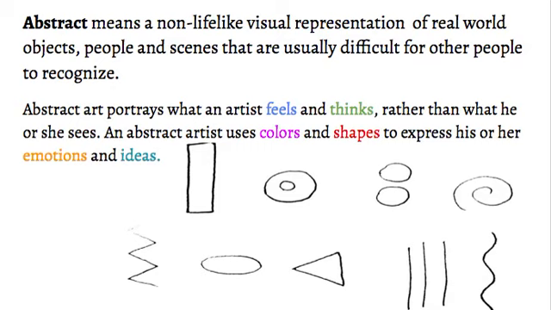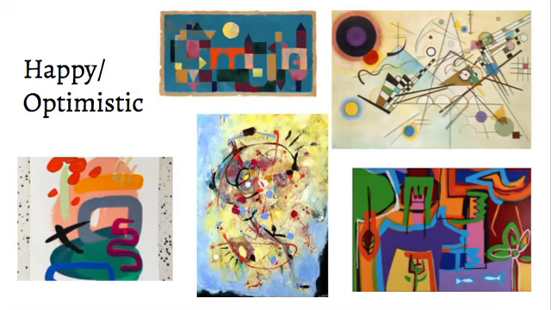Instead, abstract art gives the viewer a chance to interpret through visual hints that the artist provides. And so, abstract art portrays what an artist feels and thinks rather than what he or she sees. An abstract artist uses colors and shapes to express his or her emotions and ideas. So, abstract art gives you freedom to explore artwork and assign your own meaning to the piece.